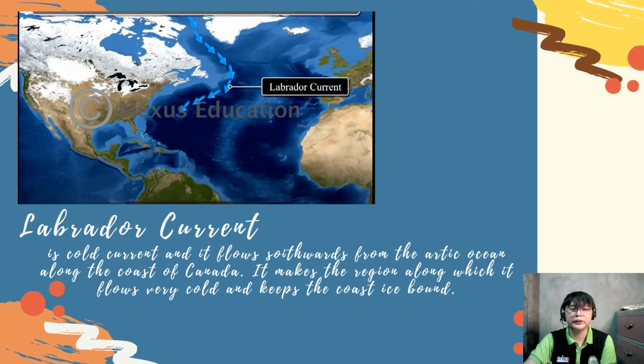Next is the Labrador Current. It is a cold current and it flows southward from the Arctic Ocean along the coast of Canada. It makes the region along which it flows very cold and keeps the coast ice bound.